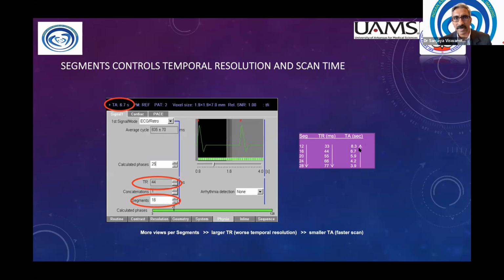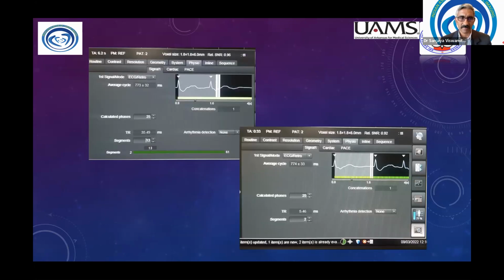To put this into perspective, when you're doing an echocardiographic image, the temporal resolution of echo is on the order of about 5 milliseconds. When you're doing a CT scan, the temporal resolution is on the order of about 100 to 150 milliseconds. So for an MRI, we really want to be closer to the echocardiographic range. Our preferred temporal resolution is between 35 to 45 milliseconds. That's where we want to be to get good quality images.